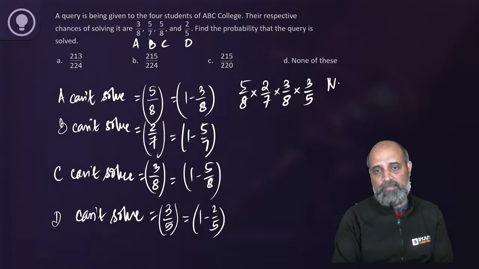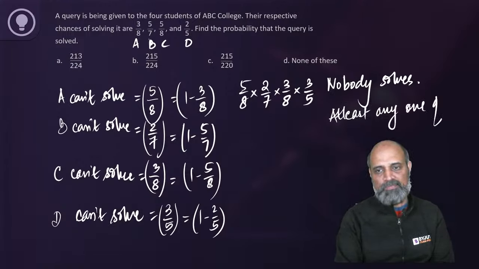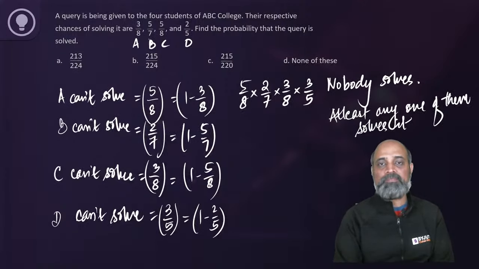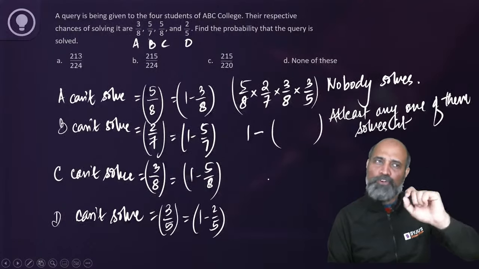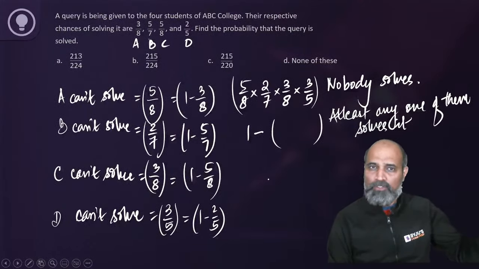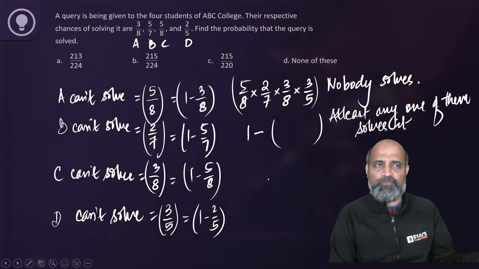Here it means nobody solves it. If nobody solves it is this, then what will be at least any one of them solves it? Can we say 1 minus this entire expression? Total cases में से, if you remove that scenario where nobody is able to solve it, what are the leftover scenarios? The question was solved, right? By how many people? At least one.